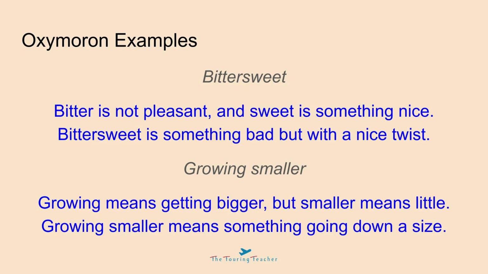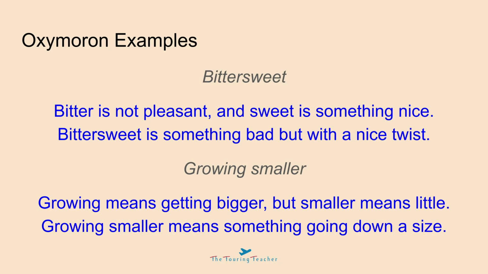So, you might have read some oxymorons before, or maybe you've even used some in your writing and you didn't even realize. I'm going to show you some examples, and then underneath I'm going to tell you what those oxymorons actually mean. Our first example is bittersweet. Bitter is not pleasant and sweet is something nice. But together, bittersweet is something bad but with a nice twist.